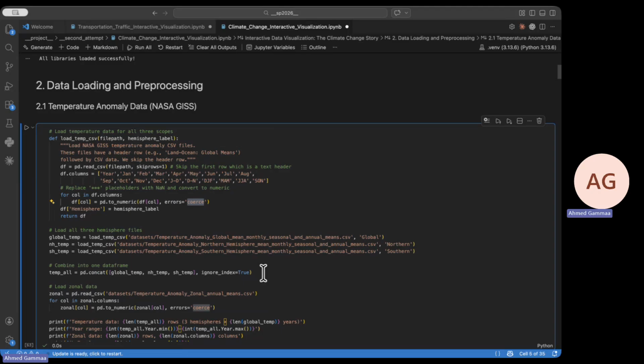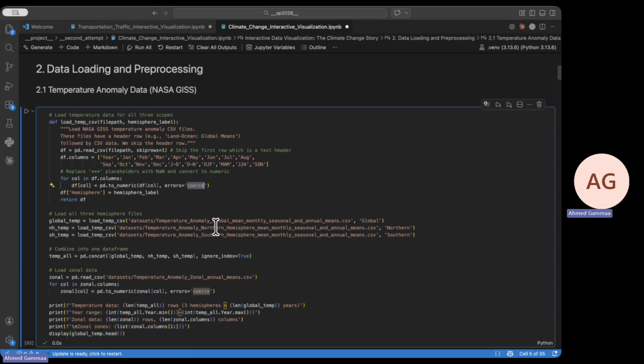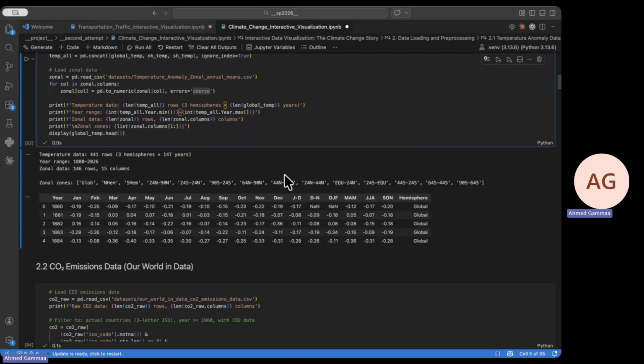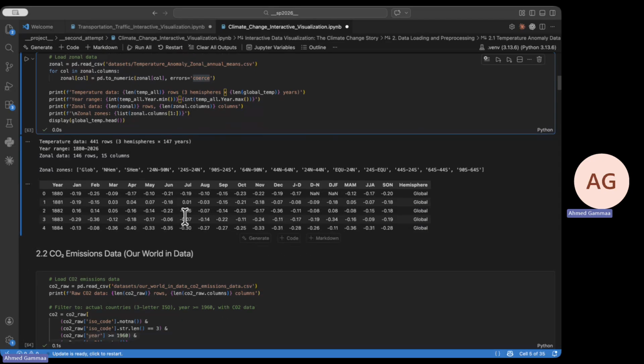So after loading all of the global, northern, and southern hemispheres, we add a hemisphere label column. Then we load the zonal files, which use 14 latitude band zones, for more granular analysis. Yeah, this is the data after processing.